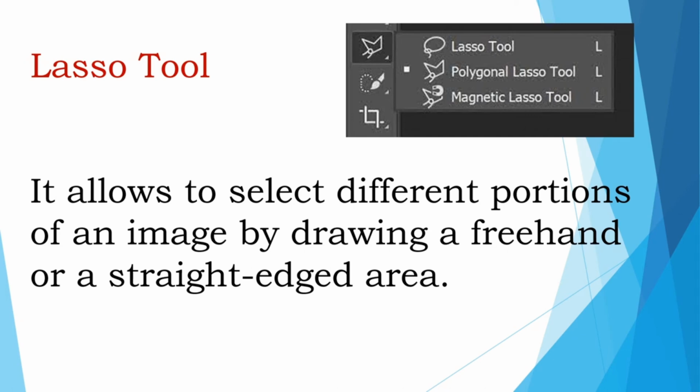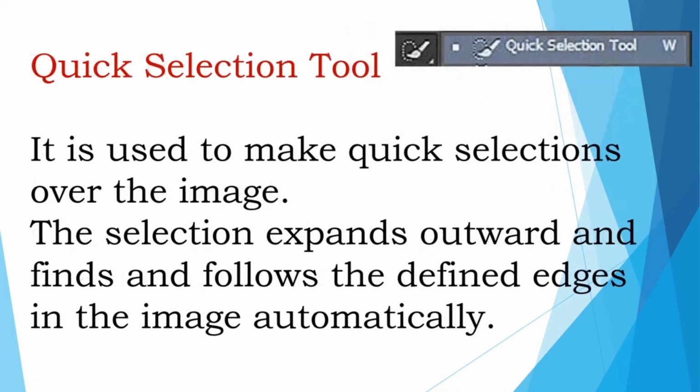Next one is lasso tool. Lasso tool allows you to select different portions of an image by drawing a free hand or a straight edged area. Quick selection tool. It is used to make quick selections over the image. The selection expands outward and finds and follows the defined edges in the image automatically.